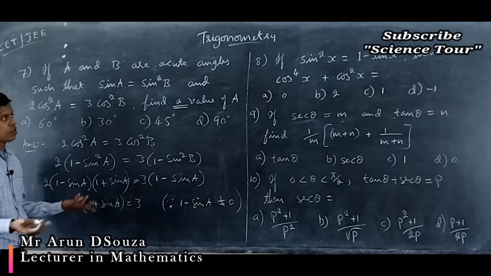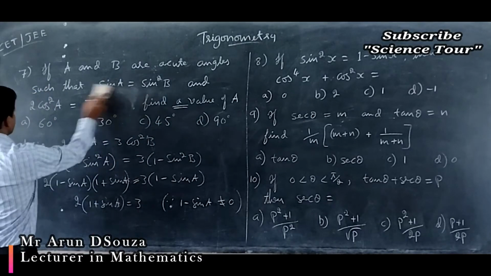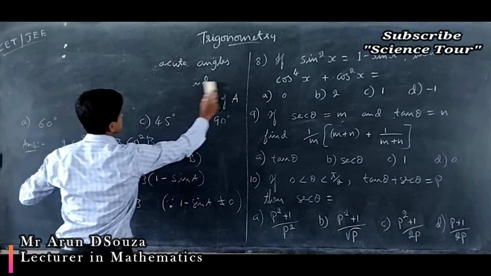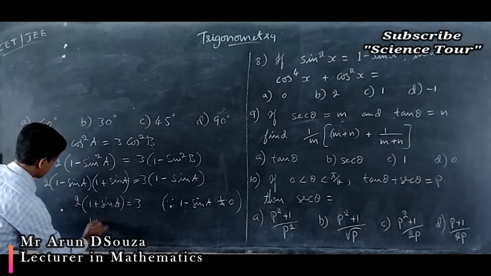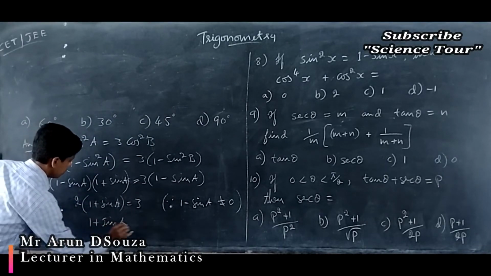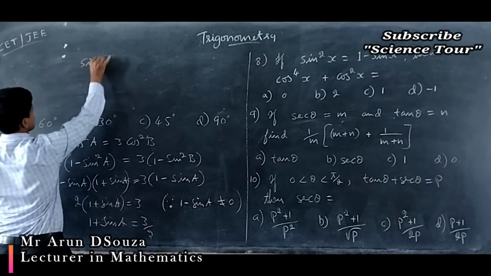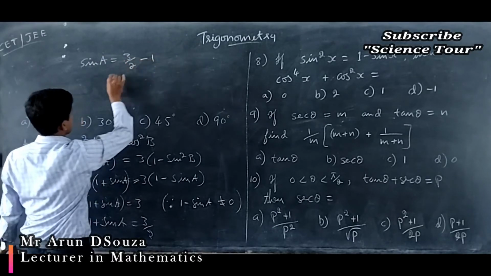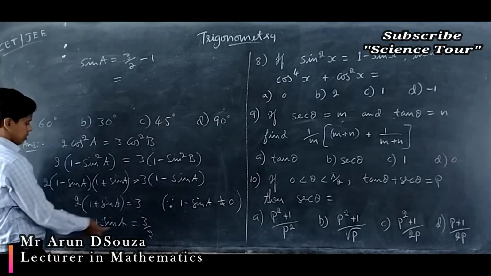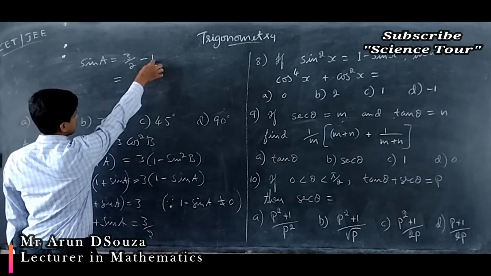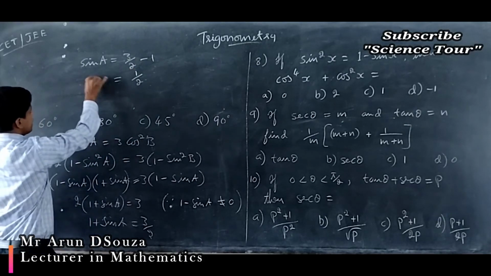Now from this you can find sin A. That's a very simple calculation. So now continue. You have got 1 plus sin A is equal to 3 by 2. So what is sin A? That is 3 by 2 minus 1. I am taking this 1 to the other side. Right. So just take LCM 2. So 3 minus 2, 1. So that is 1 by 2. So sin A is 1 by 2.